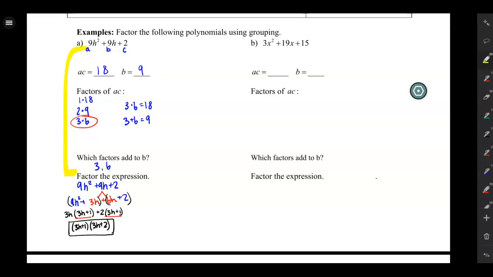So let's take another look at another example and make sure that we understand what we're doing. I want to identify my a, b, and c. And I'm going to multiply my a and my c together. So 3 times 15 is 45. Okay, and then my b is 19. And I'm going to list off all the factors of 45.